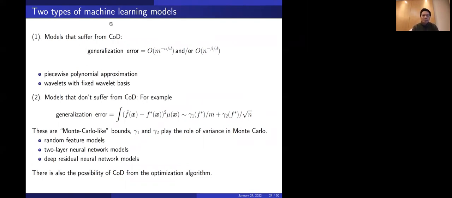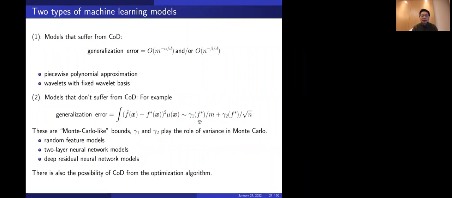Given the considerations that we had before, we can summarize machine learning models into two kinds. The first is the kind of models for which the generalization error, either the approximation error or the estimation error, suffers from COD, namely there is 1 over d in an exponent. The classical piecewise polynomials and wavelets belong to this class. And the second are models that don't suffer from COD, so we expect the error to be like 1 over m, 1 over square root of n.